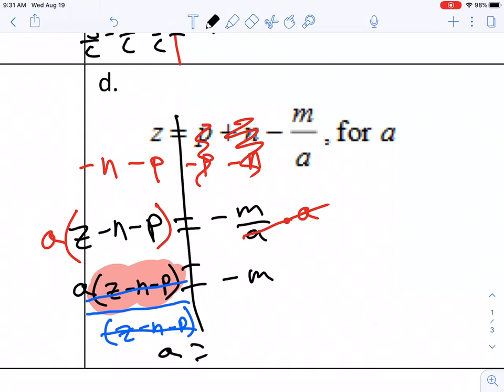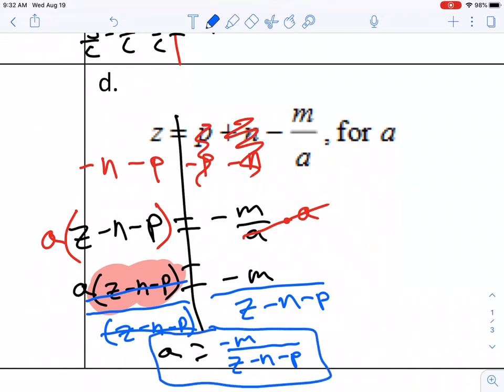But what I do to one side, I have to do to the other. So I'm going to do that in blue over here as well. I'm doing divided by z minus n minus p. And there's not really anything to work out here. I could apply the negative and flip things around, but I'm just going to leave it as negative m over z minus n minus p.